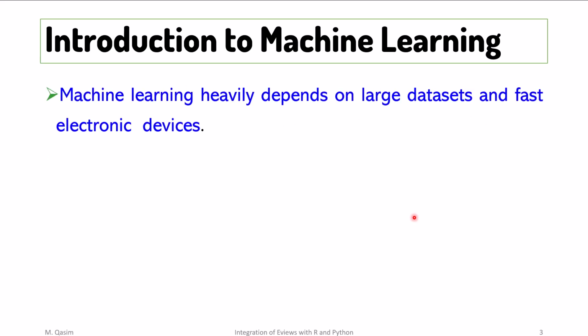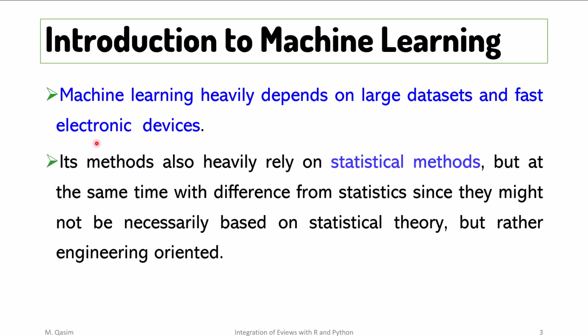So machine learning heavily depends on large datasets and fast electronic devices, and its methods also heavily rely on statistical methods. More specifically, machine learning is based on three components. The first component is input data, huge body of the expected output, criteria for determining whether the learning algorithm is successful. So therefore, I would say machine learning is based on three components: input data, huge body of the expected output, and the criteria for determining whether the algorithm is successful. So this is the introduction to machine learning.